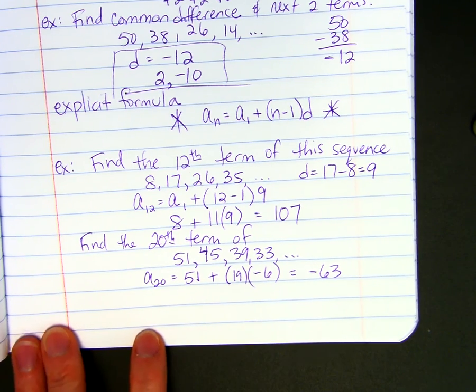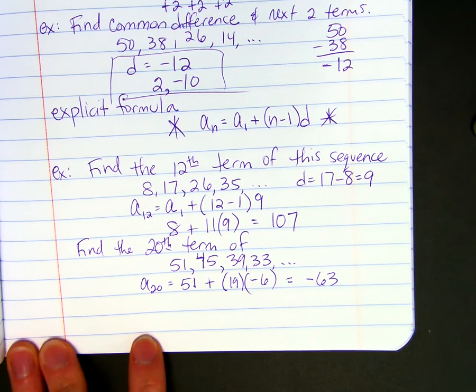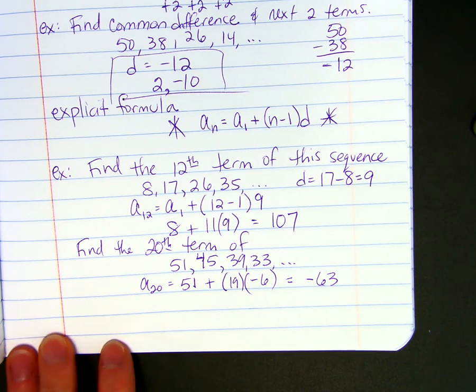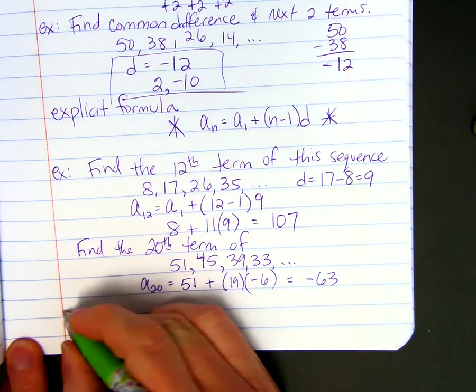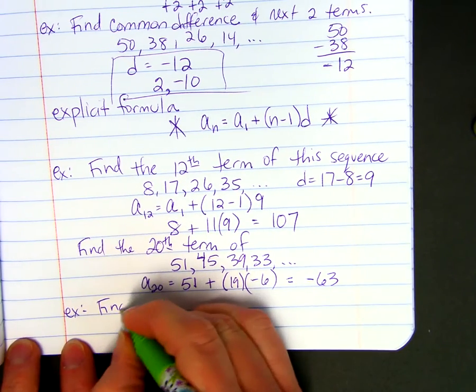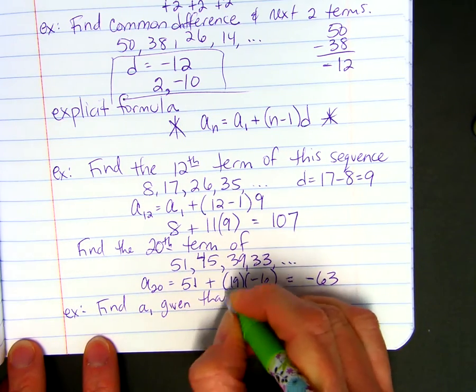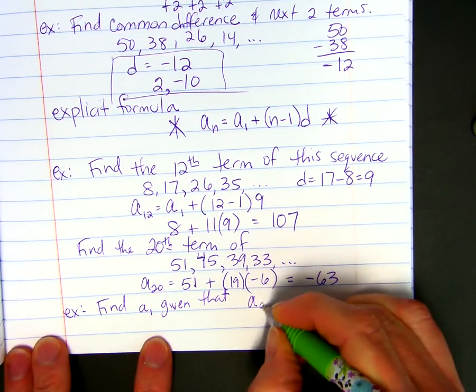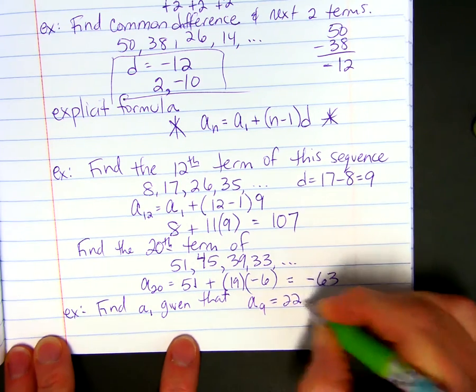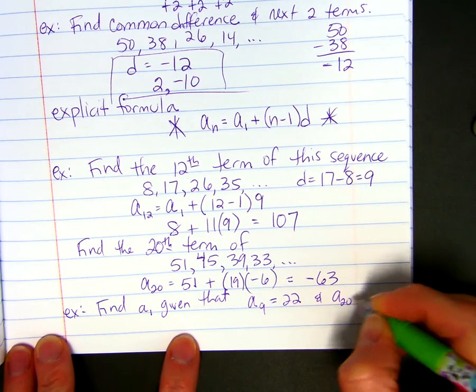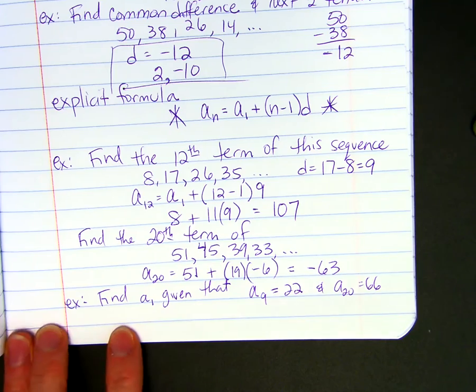One more example is where you have to find a sub 1, given other information. Let me give you this example. Find a sub 1 given that a sub 9 equals 22 and a sub 20 equals 66.